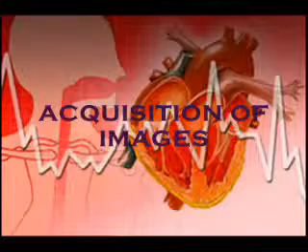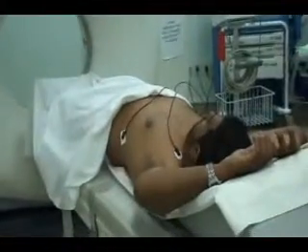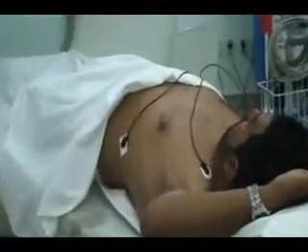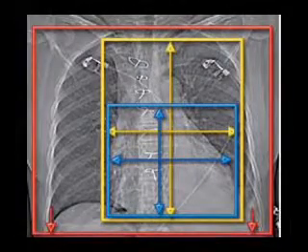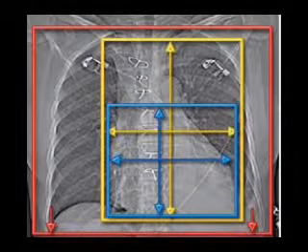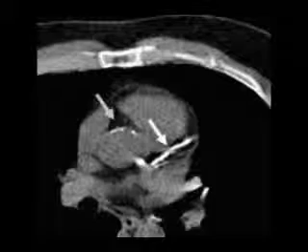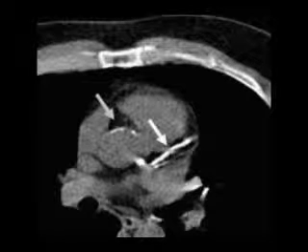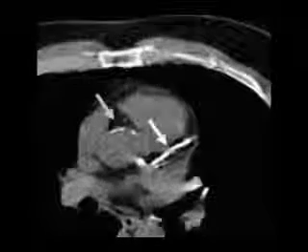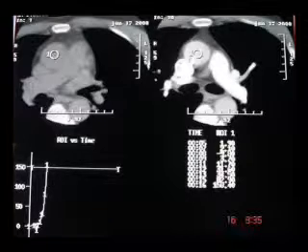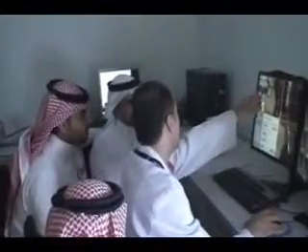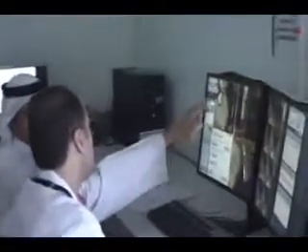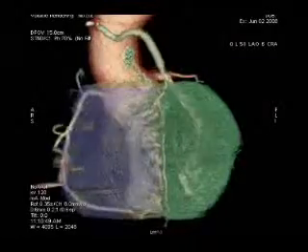Acquisition of images. When the patient is on the table, acquisition of images begins. The acquisition is started with scout images, which define the field of view. Next, calcium score imaging is done, after which the contrast dye is injected to begin the CT angiography. Post-processing is then done in the workstation, where the cardiologist or the technician interprets the results.